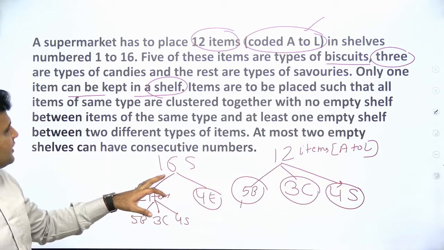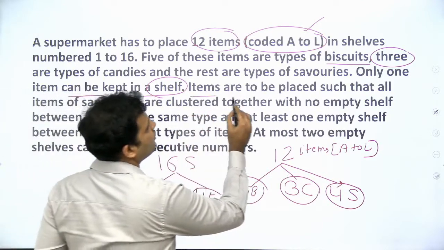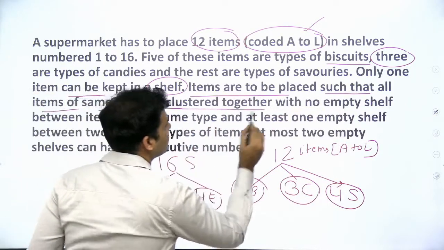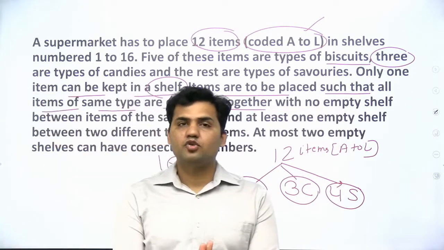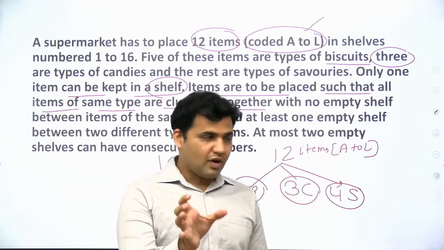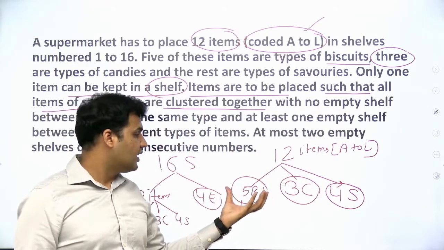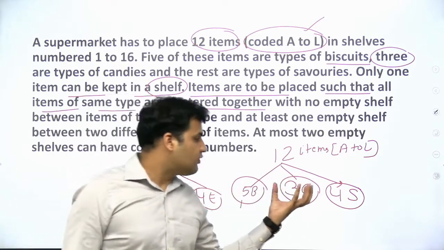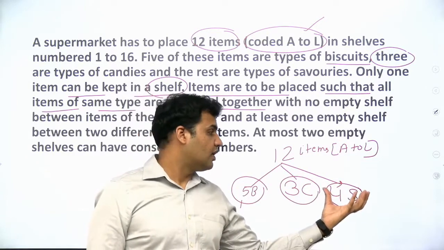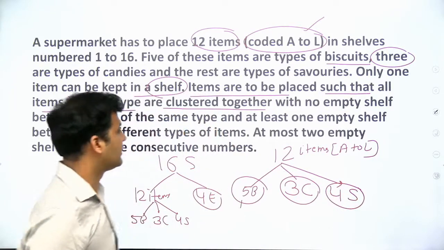Okay, moving ahead to the next information, it says items are to be placed such that all items of the same type are clustered together. So the items of the same type are supposed to be clustered together, which means all biscuits have to be placed in one complete cluster. That means there will be a cluster of 5 shelves containing all 5 biscuits. There will be a cluster of candies containing 3 candies. There will be a cluster of shelves for savories also, where all savories are clustered together.